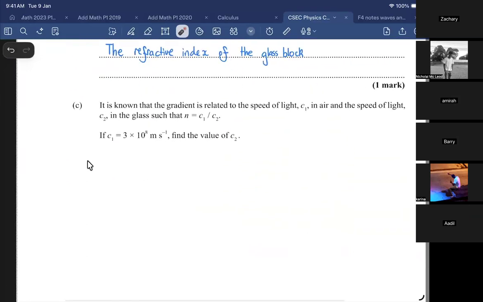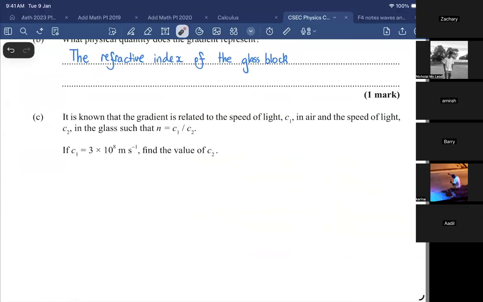All right. I'm going to call upon Zachary to help me with part C. So Zachary, read part C for me. It says it is known that the gradient is related to the speed of light c1 in air and the speed of light c2 in the glass such that n equals c1 over c2. All right. And they're telling us c1 is equal to 3 times 10 to the power 8. Find the value of c2.